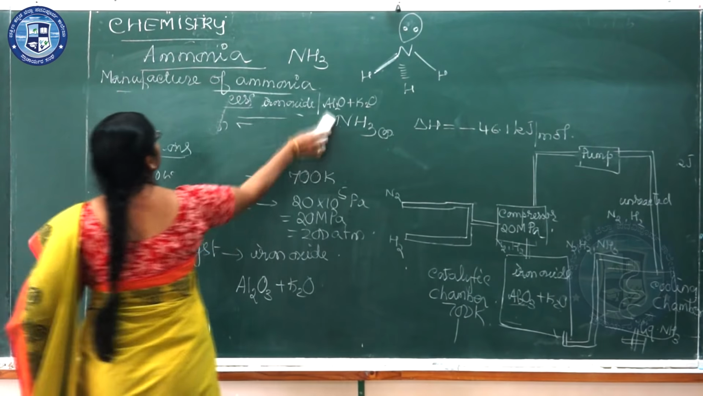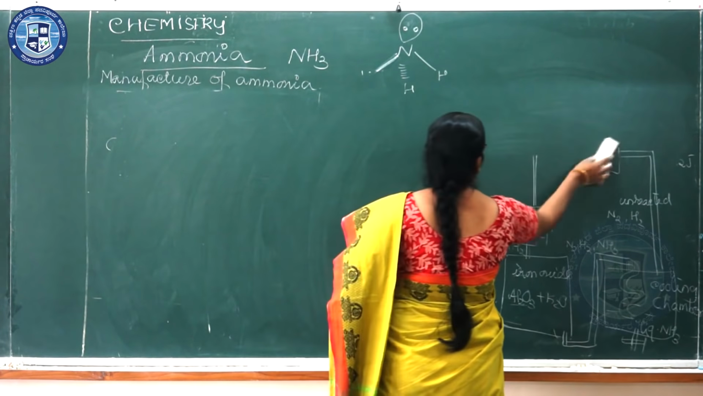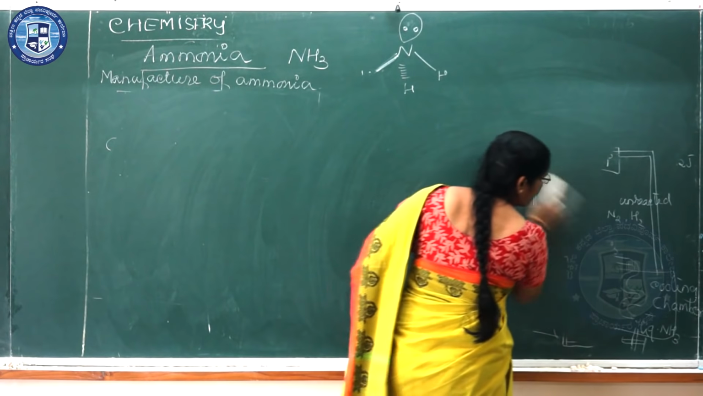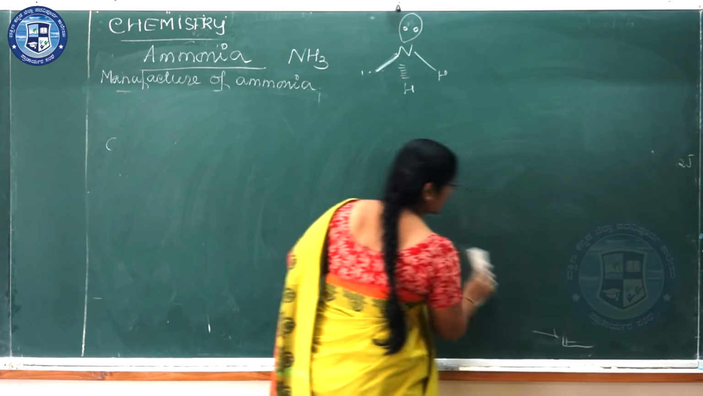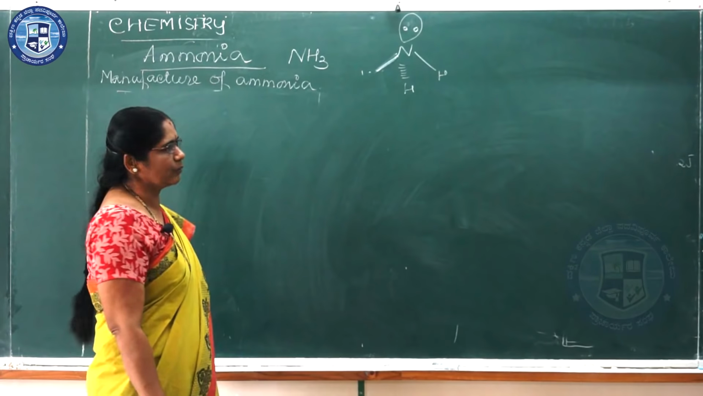Now next is properties of ammonia. First we will see ammonia is a colorless gas with a pungent smell. It's highly soluble in water, very highly soluble in water.